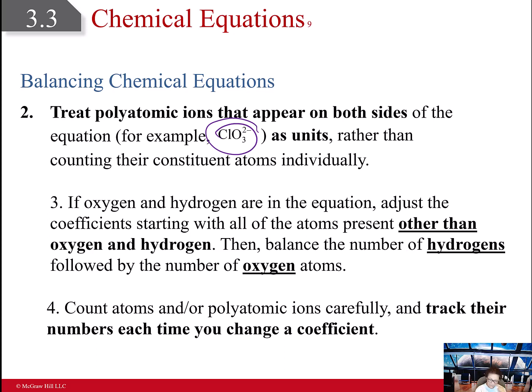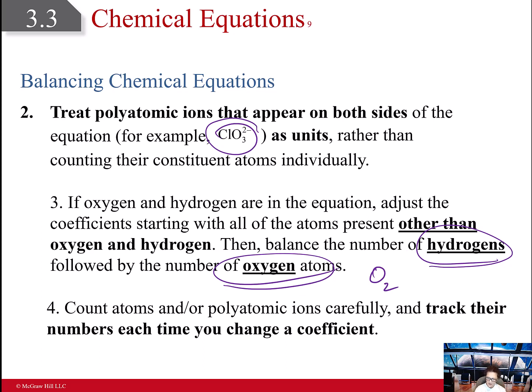Now, again, I'm going to do one, and so you're going to see what I'm talking about a little bit better. If oxygen and hydrogen are in the equation, you're going to do everything else except them, and then you're going to do the hydrogen and then the oxygen. And that's important because a lot of times oxygen will be in a reaction as O2, and so it's by itself, so you can kind of change it to whatever you need it to be.